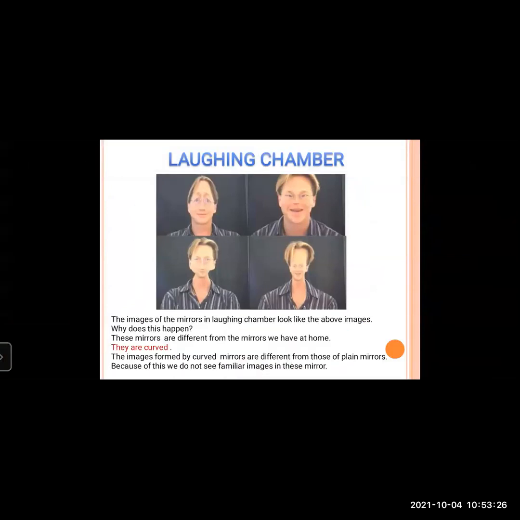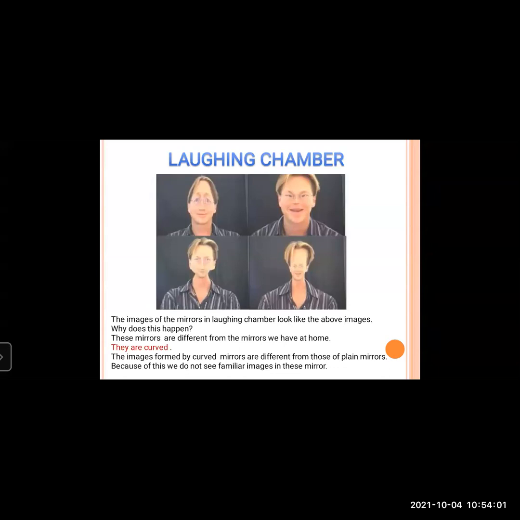Why do the images in laughing chambers not reflect as they are? They undergo some changes because laughing chambers use spherical mirrors, that is, they use curved mirrors. Sometimes they use concave mirror or convex mirror. So the images of the mirrors in laughing chambers look like the above images. You know that the person must be looking very fine, he's a normal person, but while appearing in the images, they undergo some changes.